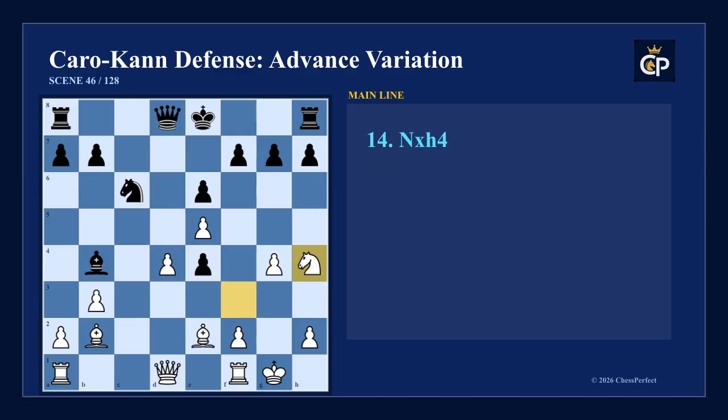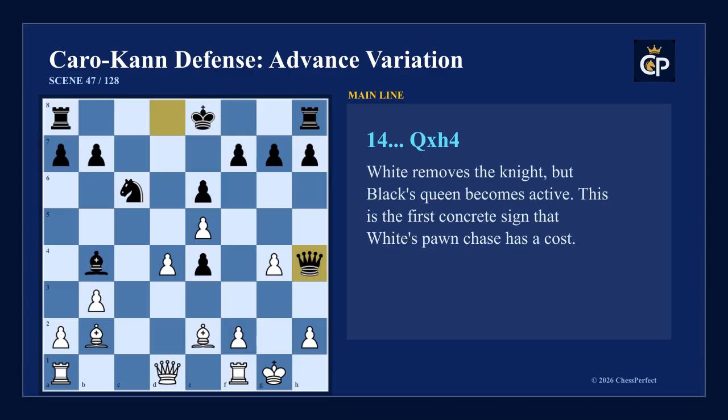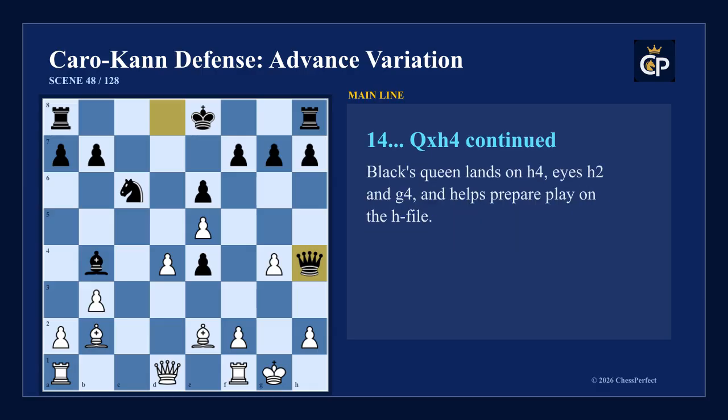Knight takes h4. Queen takes h4. White removes the knight, but Black's queen becomes active. This is the first concrete sign that White's pawn chase has a cost. Black's queen lands on h4, eyes h2 and g4, and helps prepare play on the h-file.